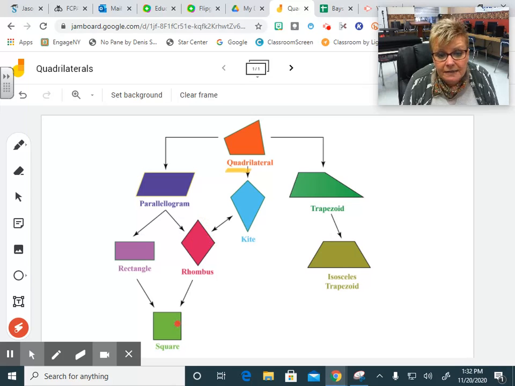But in special cases, if these two sides are parallel, these two sides are parallel, that makes it a parallelogram. It also has equal sides. All four sides are equal. That makes it a rhombus. It has four right angles. That makes it a rectangle. So squares can fit in all kinds of categories. It's a square, sure, but it's also a rectangle. It's also a rhombus. It's also a parallelogram. It's also a quadrilateral.